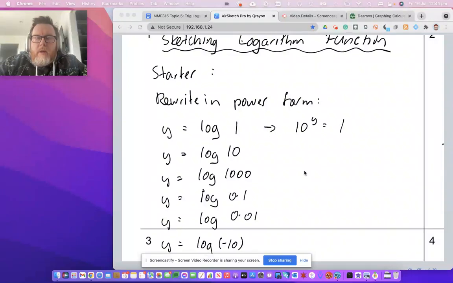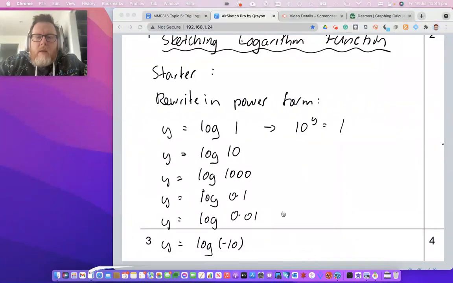Hi there, in this video we're going to have a look at sketching the logarithm function, the base function really in this video, and in the second video we'll have a look at doing some transformations of the log function. So there's a starter here as you can see. So pause the video and have a go at rewriting. You don't have to solve them, just rewrite them. So you can see I've done it in the first one.